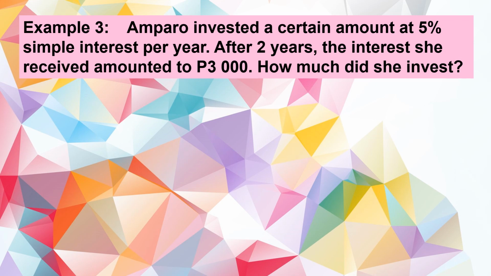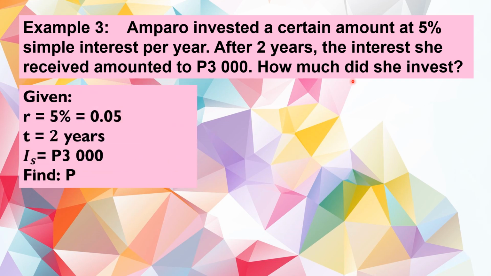Let's have example number 3. Amparo invested a certain amount at 5% simple interest per year. After 2 years, the interest she received amounted to 3,000. How much did she invest? The problem is asking how much Amparo invested. Take note that the money invested, deposited, or borrowed is the principal. So what is missing in the problem is the principal.